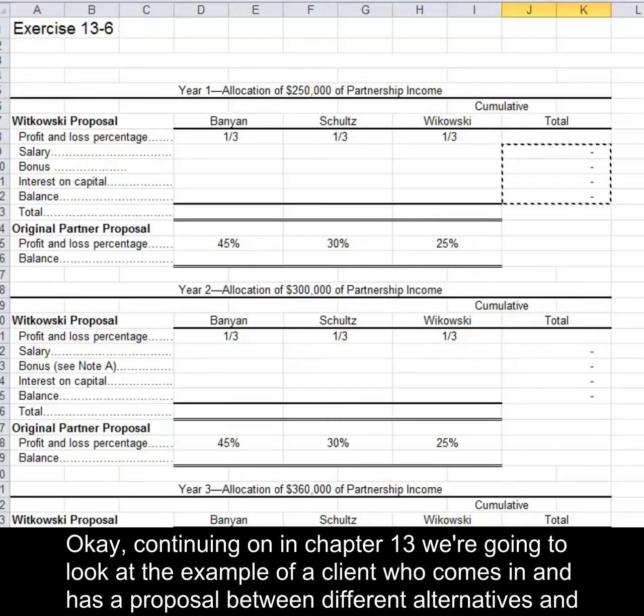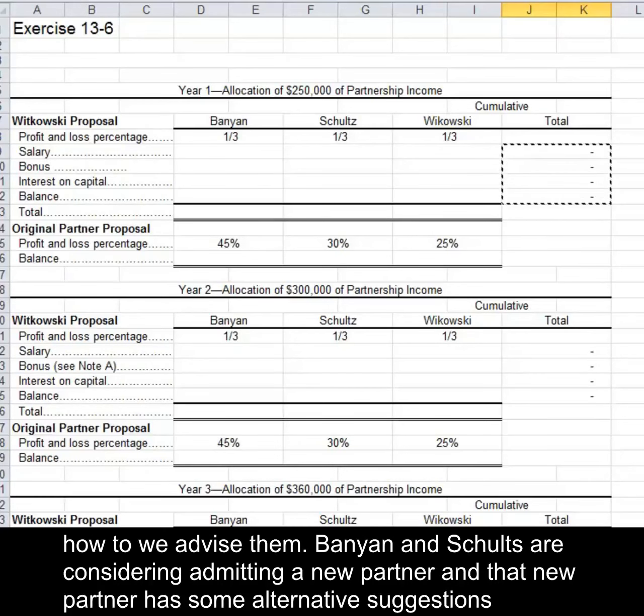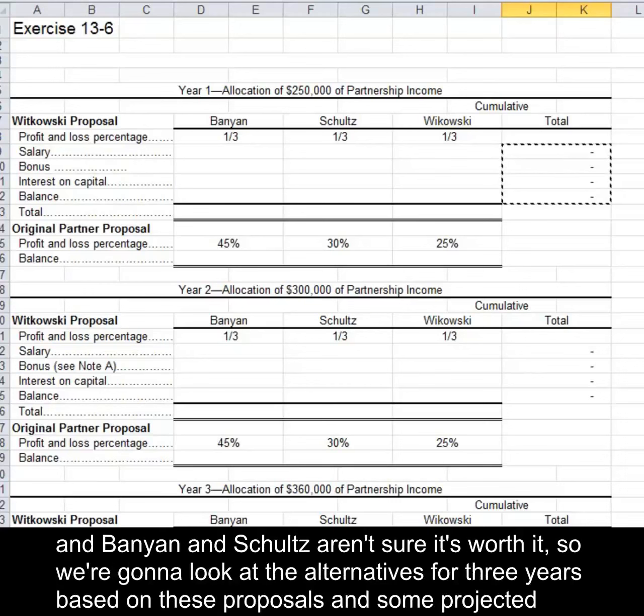Okay, continuing on in Chapter 13, we're going to look at the example of a client who comes in and has a proposal between different alternatives, and how do we advise them. Banyan and Schultz are considering admitting a new partner, and that new partner has some alternative suggestions, and Banyan and Schultz aren't sure it's worth it. So we're going to look at the alternatives for 3 years based on these proposals and some projected income.